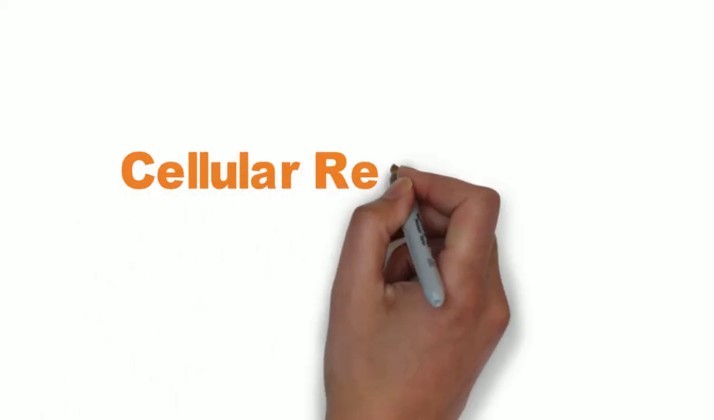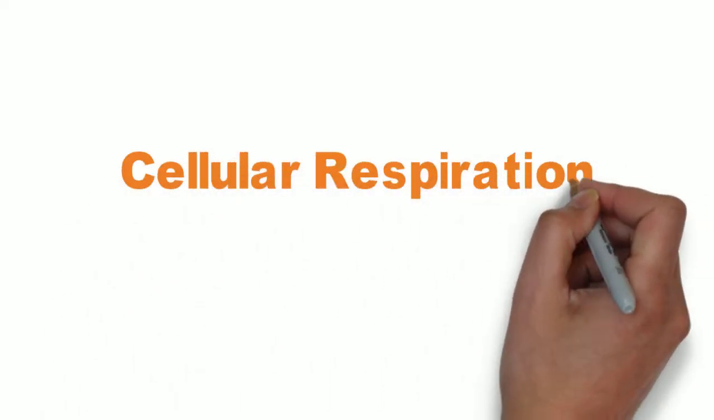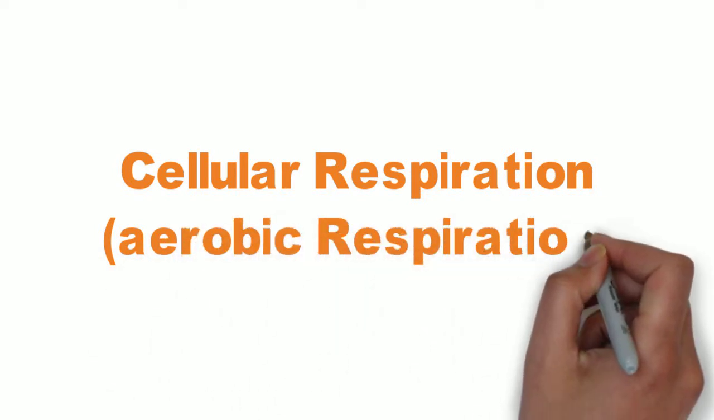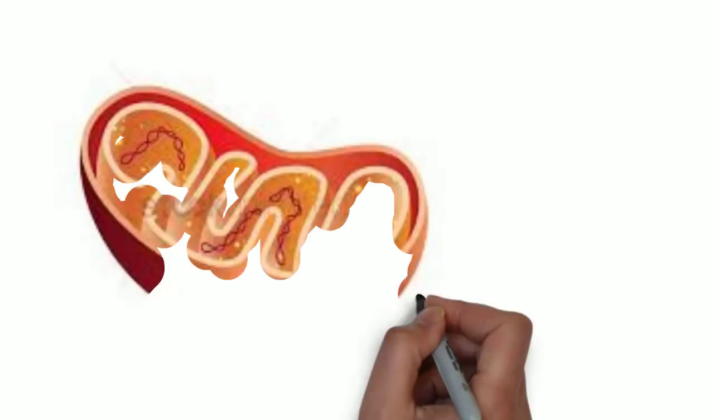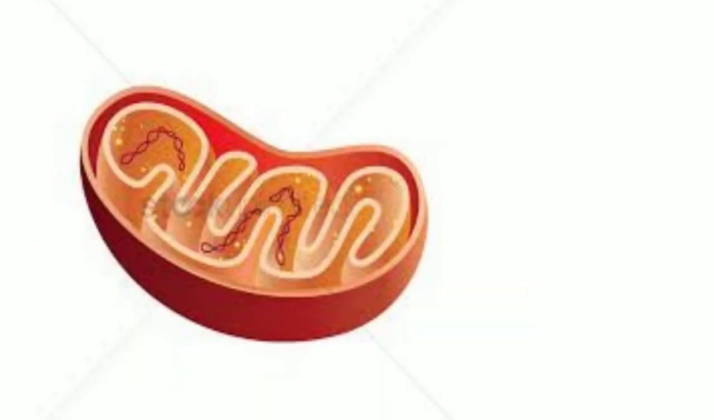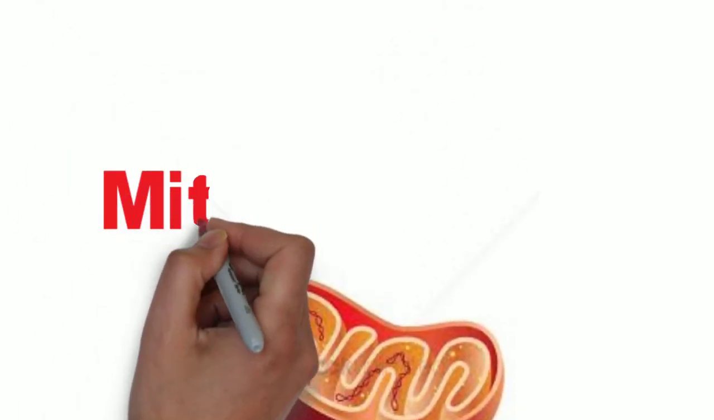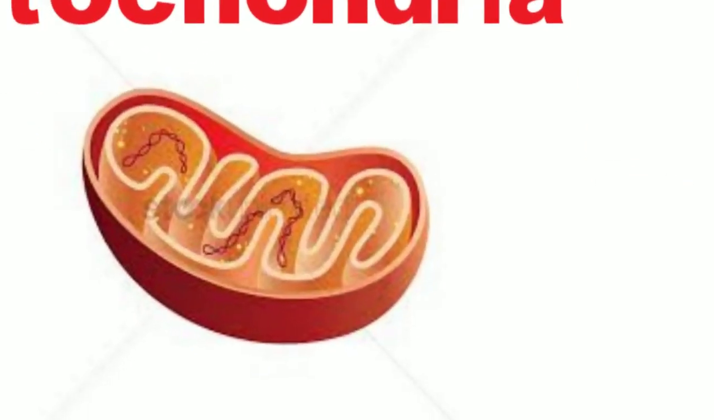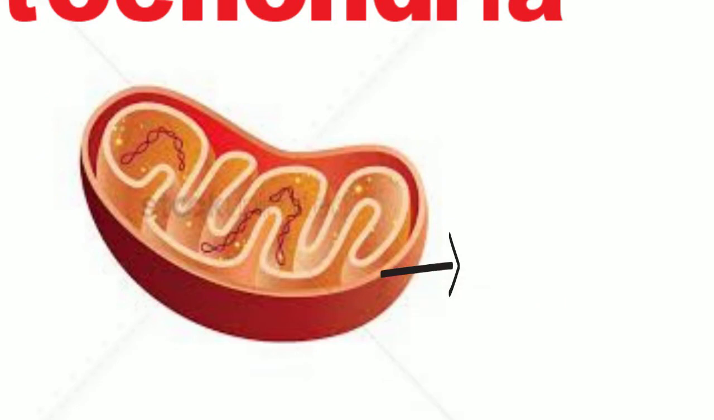This video is about cellular respiration or aerobic respiration. It involves glucose combining with oxygen. Oxygen is necessary. The organelle in which this process occurs is the mitochondrion. We'll be looking at the structure of the mitochondrion.